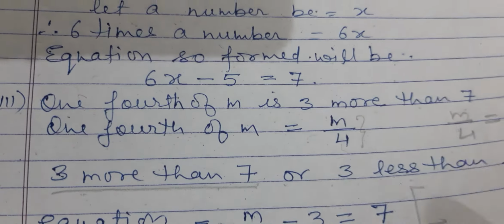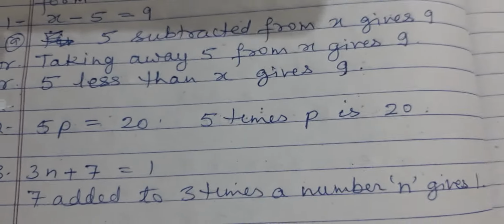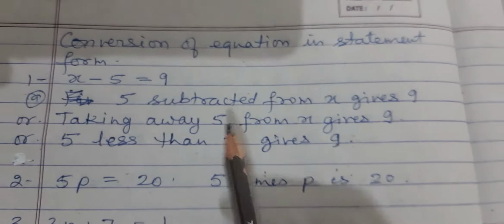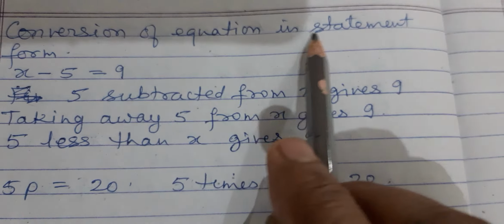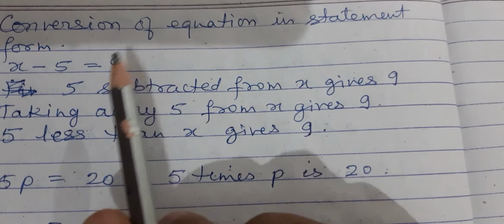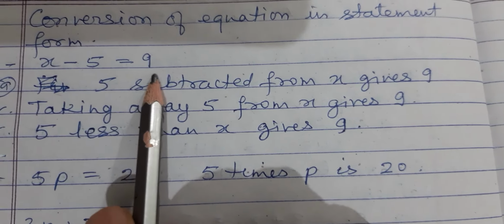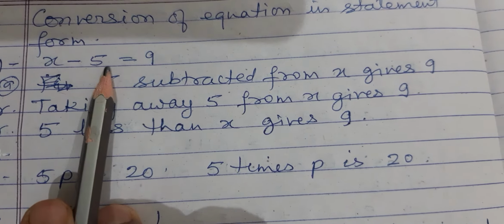Now next, one more example of conversion of an equation into statement form. Here the equation has to be converted into statement form. First, x minus 5 equals to 9. X is a variable, minus 5.